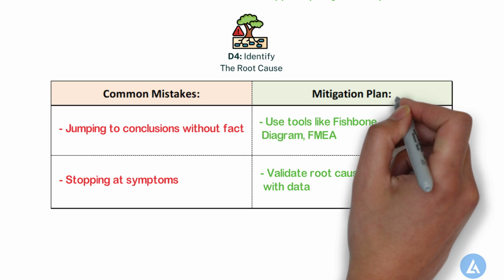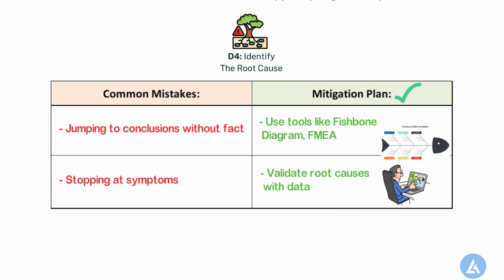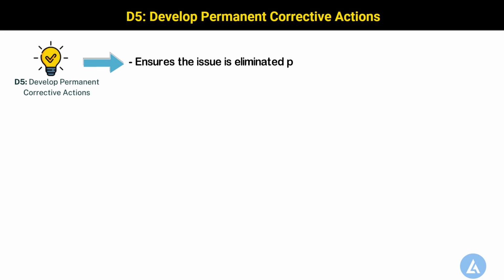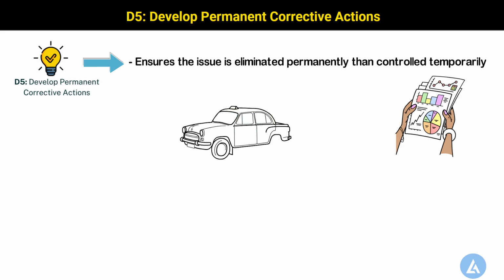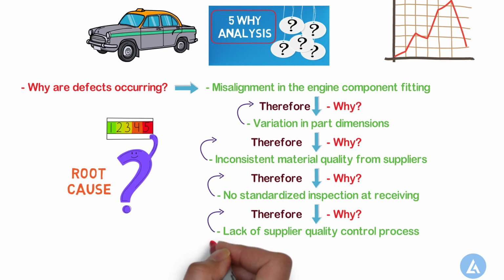After identification of the root cause and validating it, we can move to the next step, which is D5, develop permanent corrective action. Why is this step important? This step ensures the issue is eliminated permanently rather than just controlled temporarily. The solution must be data-driven and sustainable. Let's talk about the problem that we have initiated. What are the solutions that we can implement after identification of the root cause?